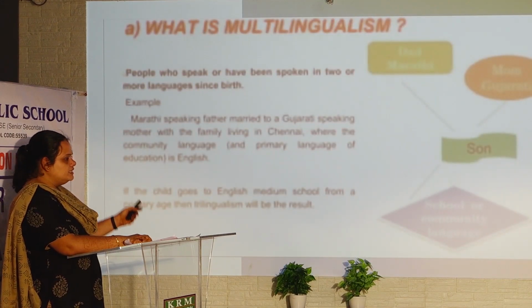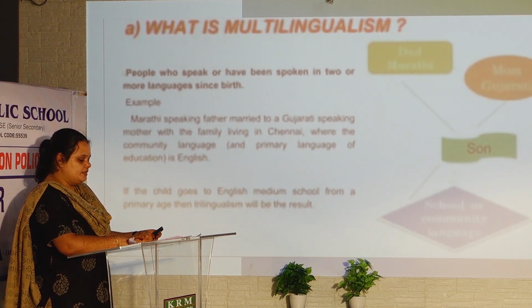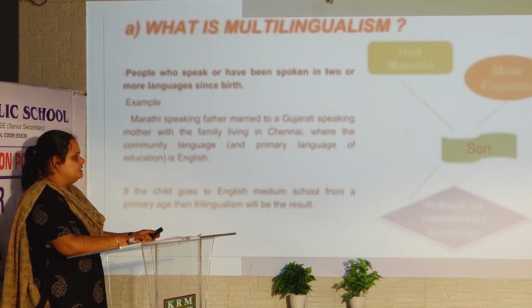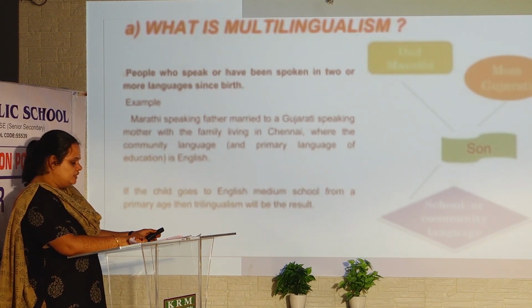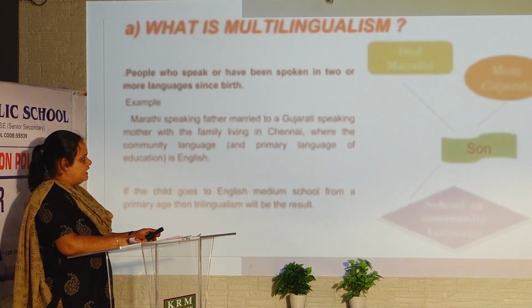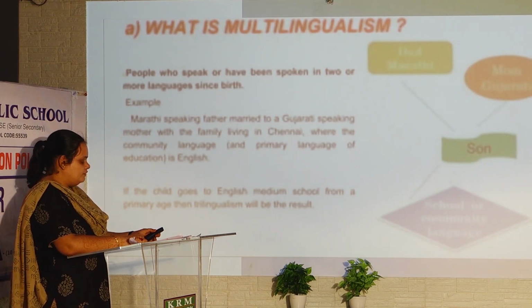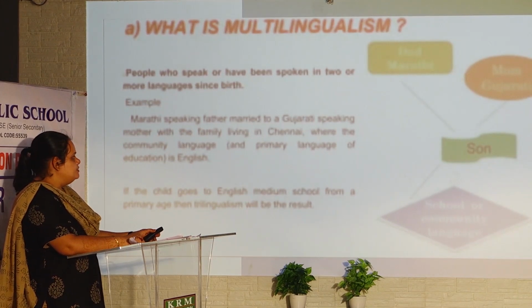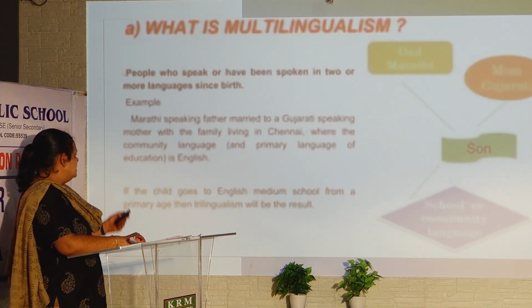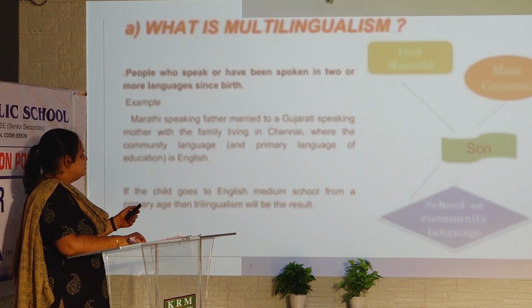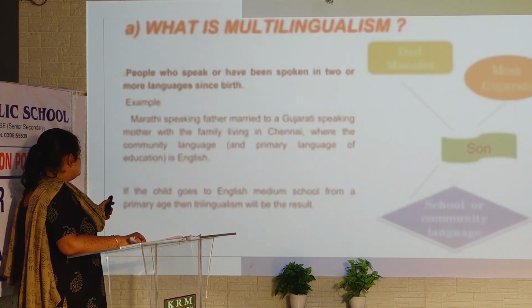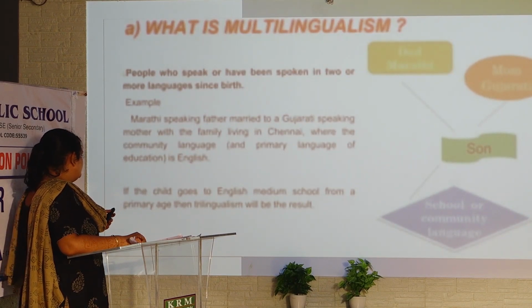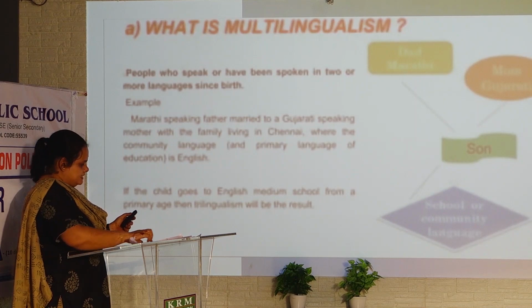Next, we are going to see what is multilingualism. As shown in the picture, multilingualism means the ability to learn to use more than two languages. It is constitutive of the identity of a child, and a typical feature of the Indian linguistic landscape that must be used as a resource. For example, a Marathi-speaking father married to a Gujarati-speaking mother, with the family living in Chennai, where the community language differs and the primary language of education is English. If the child goes to an English medium school from a primary age, then the linguistic difference will arise.